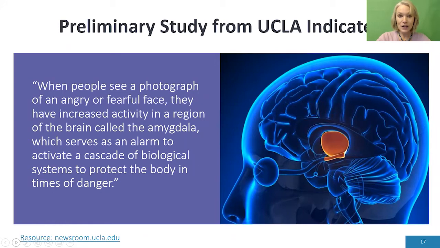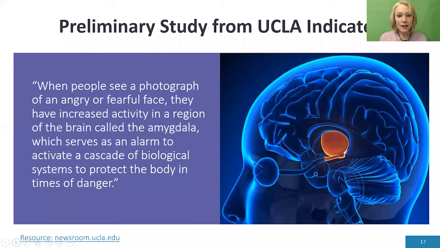Now, other studies from UCLA, these are preliminary studies, suggest that when you actually label an emotion, it has a positive effect on emotion regulation. They looked at a group of individuals and they found that when a person looks at a photograph of an angry face, that's all they see, an angry face. There's actually increased activity in the amygdala. Say that 10 times fast. Amygdala. There's increased activity in the amygdala.